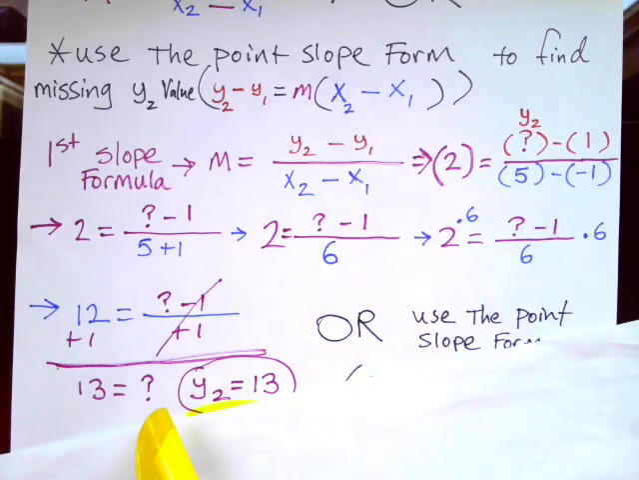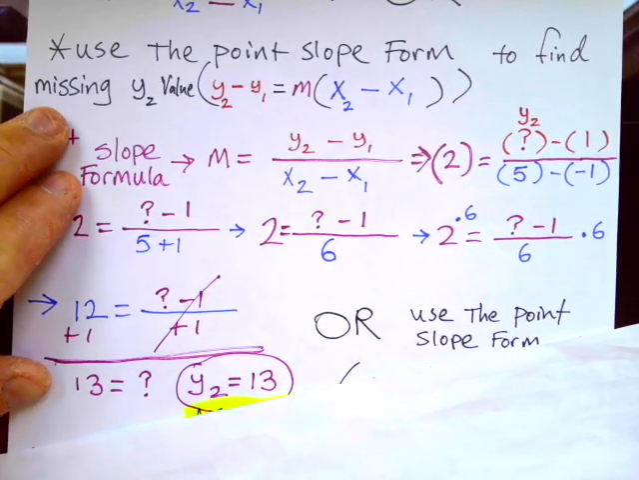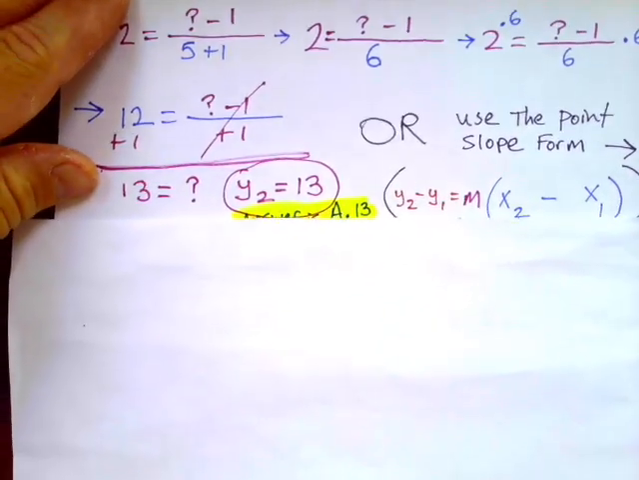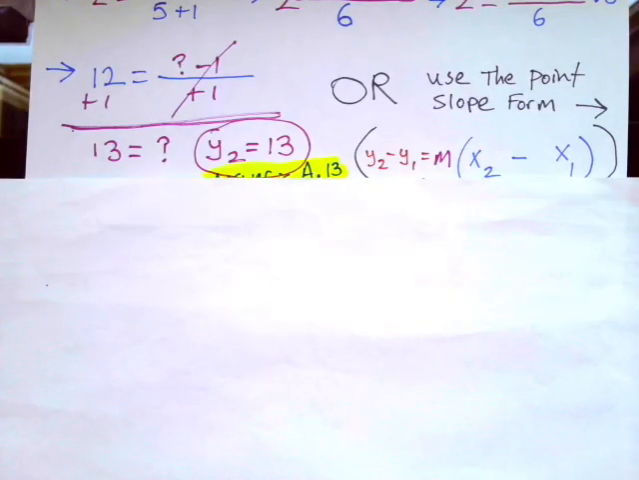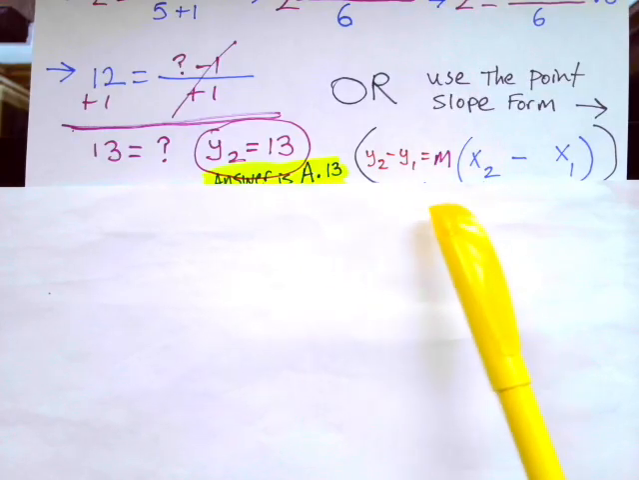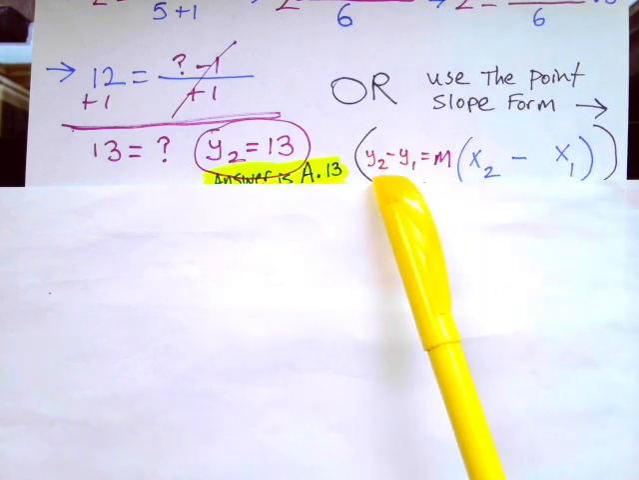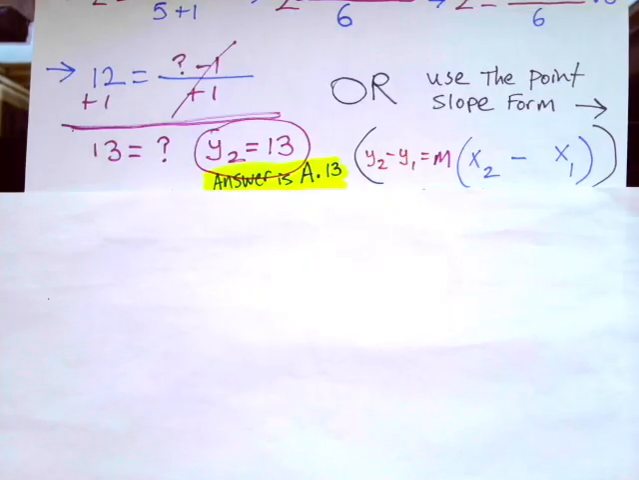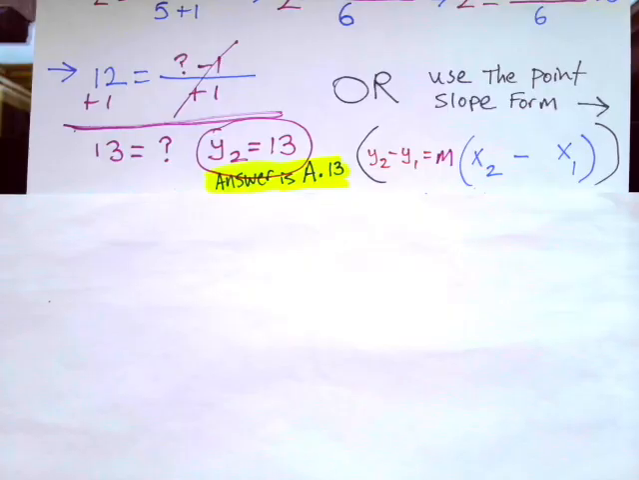If you remember from the beginning, we're trying to find the y2 value. That y2 value equals 13. Here's the second method you could use. As I told you, we will go through that here now. Use the point slope form. And here's the formula. Just one at a time, you're going to substitute your y1, your slope, your x2, your x1, and you'll solve for that y2 value. Okay, so again, a reminder, A, 13 was the correct answer.